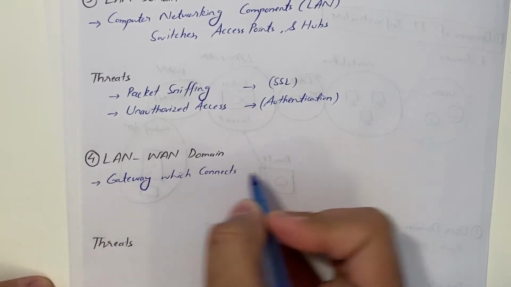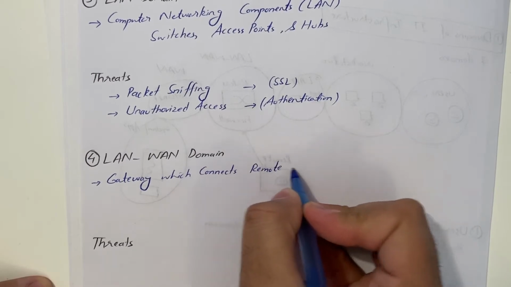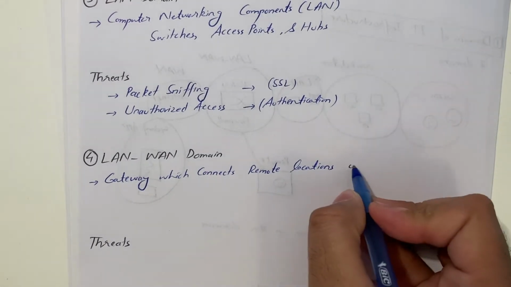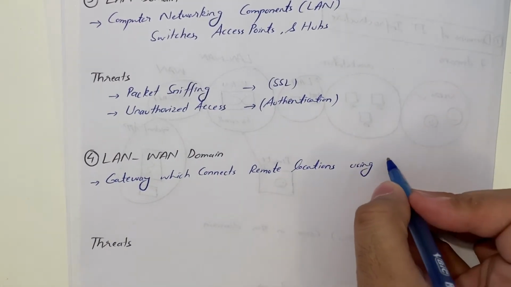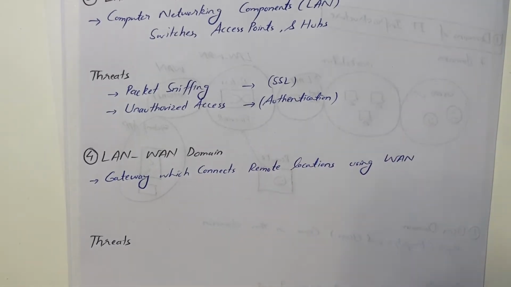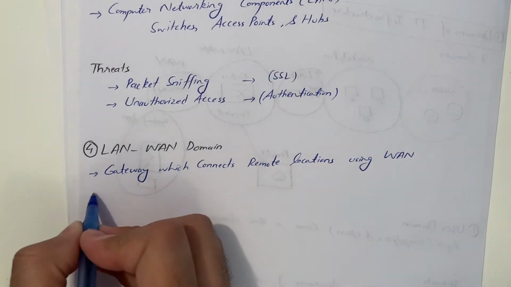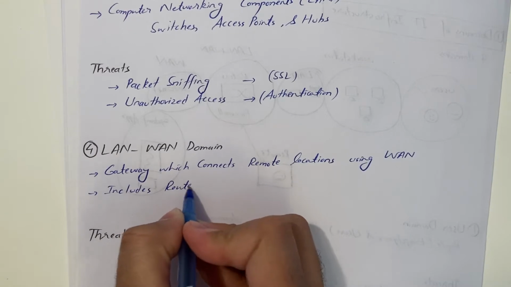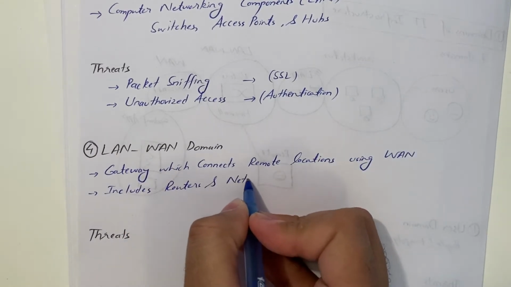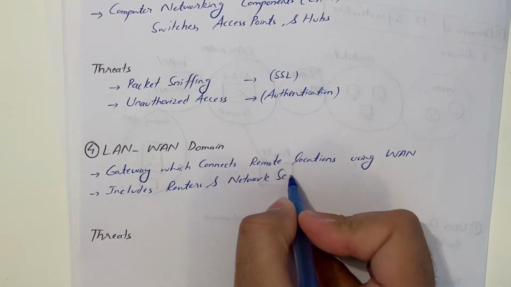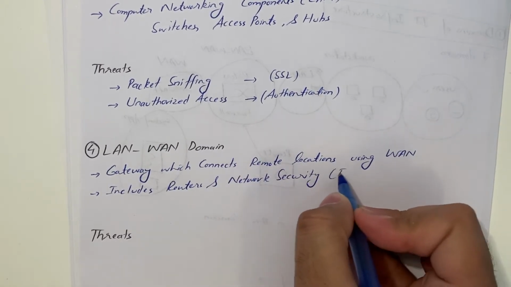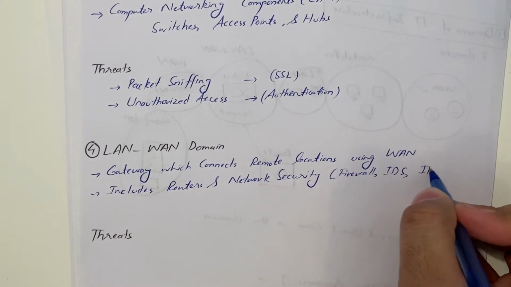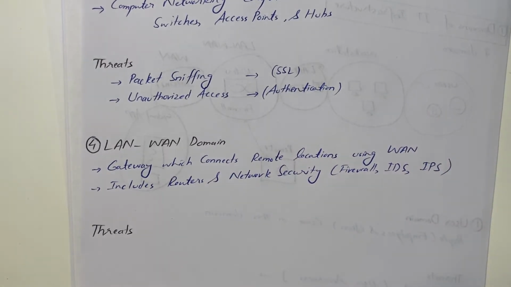It's called a gateway, which connects remote locations using a wide area network. And wide area network is, as you know, the internet, of course. Mainly it includes devices that are basically routers and network security devices, in fact. And network security devices are basically firewalls, intrusion detection systems, and intrusion prevention systems. These are basically network security devices.